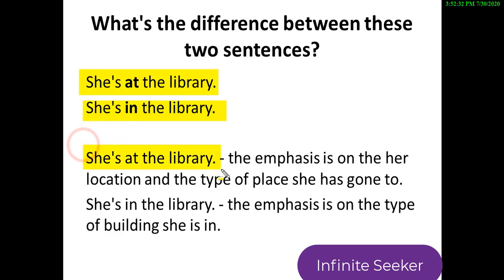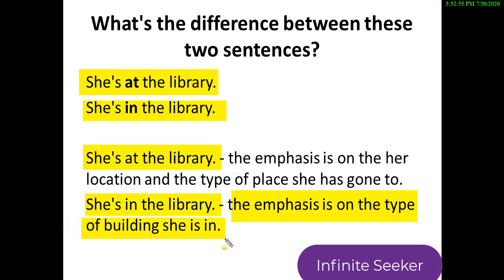She's at the library. So here, the emphasis is on her location and the type of place she has gone to. So the emphasis is on her specific location, where she is exactly. Now, if we look at in the library, the emphasis is on the type of building she is in. So I hope that makes it clear. And the library, we're talking about exactly where she is. First floor, second floor, third floor. I'm in the library. In the library, there's emphasis on the type of building she is in.